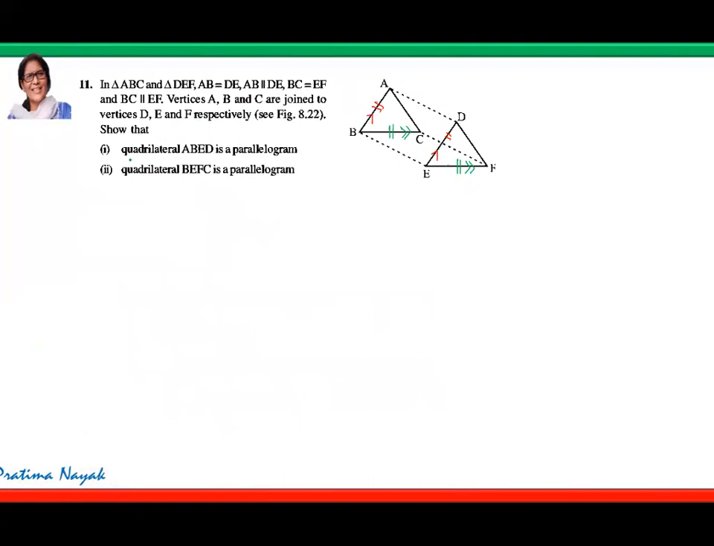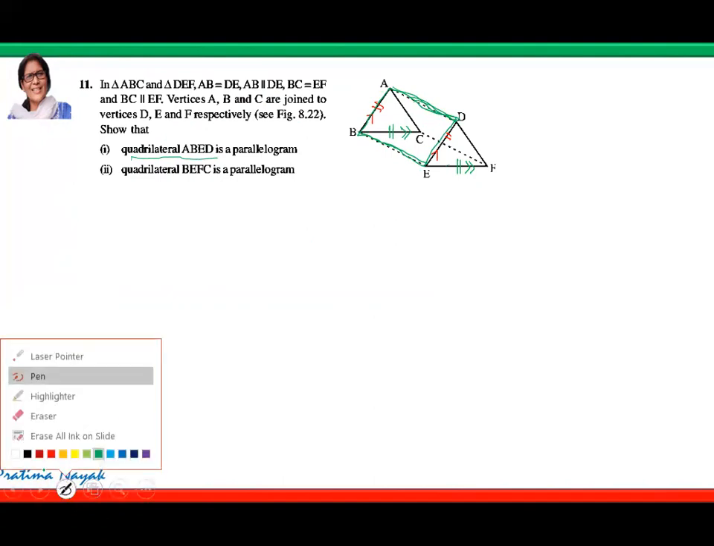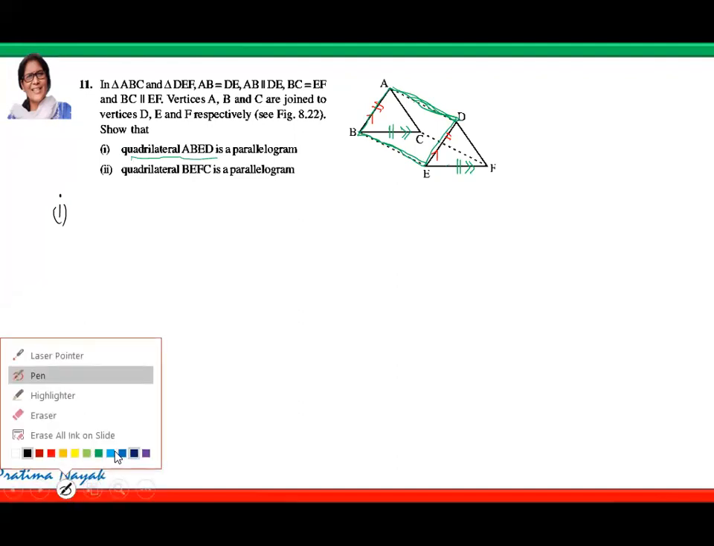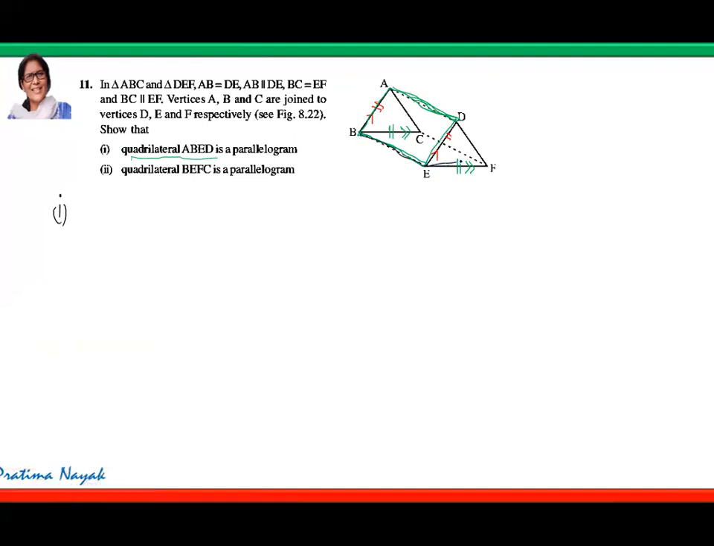You have to show that quadrilateral ABED, I am drawing with green color, ABDE is a parallelogram. It's very simple. Why? Opposite sides are parallel, opposite sides are equal. That is the condition to be a parallelogram. So I am writing the answer of the first. And what is the second part? Second part is BECF, this is also a parallelogram. That is also with the same condition. I can write that opposite sides BC and EF are parallel as well as equal.